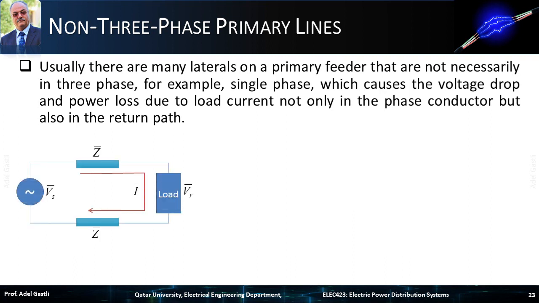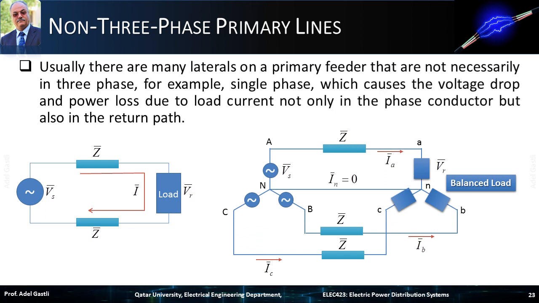For the single-phase system, the current flows in the phase to the load and returns back to the source through the neutral wire. So the impedance of the neutral wire is included in the voltage drop and power loss calculations. While in a balanced three-phase system, the neutral current is 0 and therefore its impedance is not included in the calculation of the voltage drop and power loss.